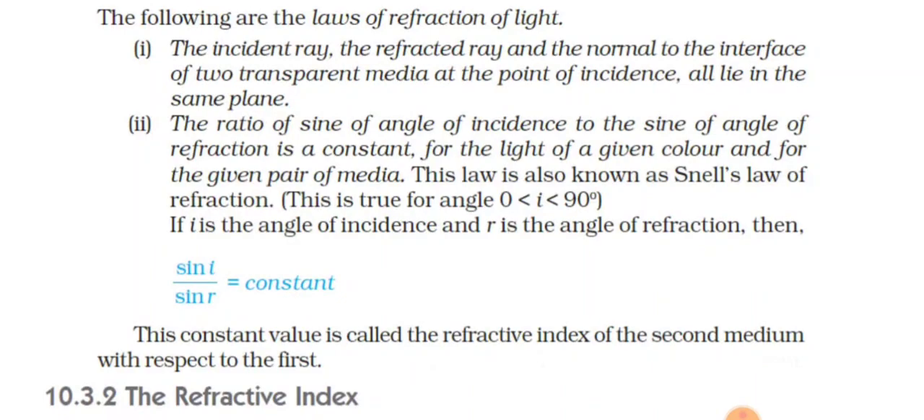If i is the angle of incidence and r is the angle of refraction, then sine i upon sine r is equal to a constant. This constant value is called the refractive index of the second medium with respect to the first.